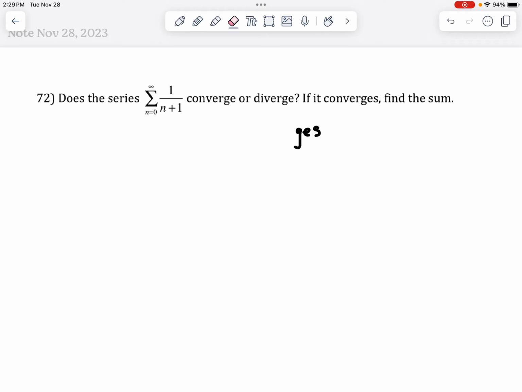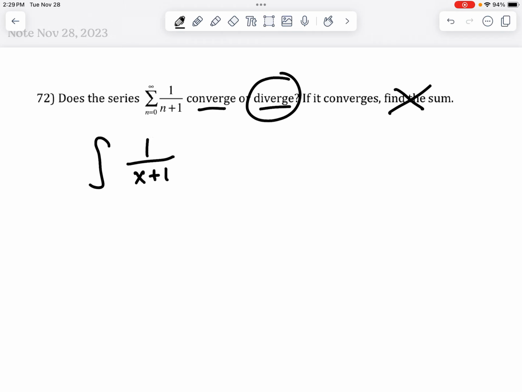So sometimes it's good to start with an estimate and basically know, are we looking for converge or are we looking for diverge? In here, I'm looking for diverge. And that means that the sum will be infinity, so I don't even need to do that part. So let's see if I can integrate. So integrate 1 over x plus 1, and the limits are from 0 to infinity. So this one is allowed to start at 0 since it's only x equals -1 that would make it undefined.